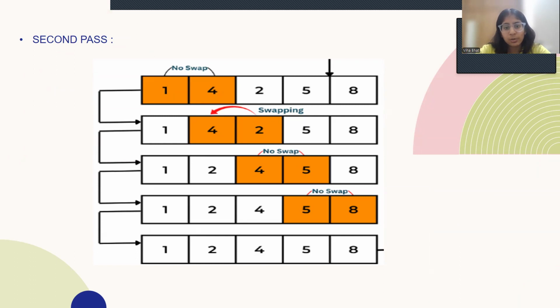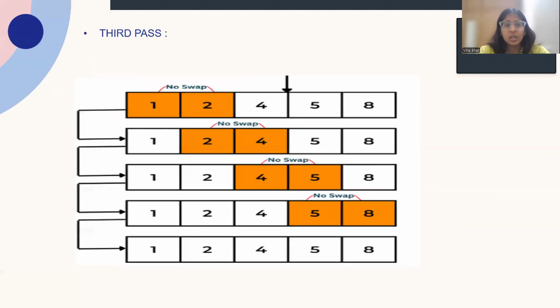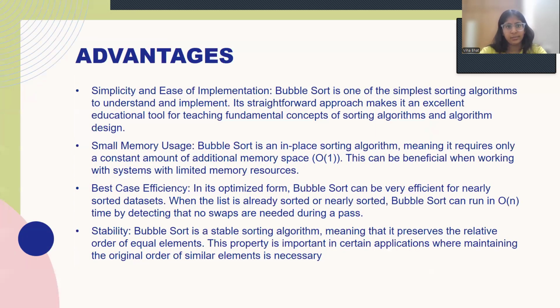Next, we're checking 4 with 5. As 4 is lesser than 5, there will be no swap. Again, we go to the next element and compare it with its adjacent element. As 5 is again lesser than 8, there will be no swapping, and we have finally received the sorted array. In the third pass, again, we check to see if all the elements are sorted perfectly, and this gives us the result of the sorted ascending ordered array.